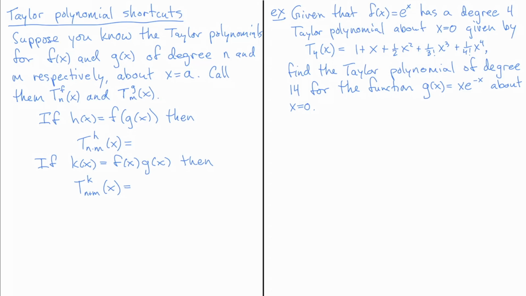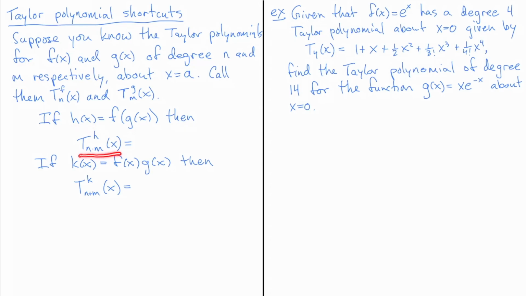So suppose that you know the Taylor polynomials for two functions, f of x and g of x, and you know the Taylor polynomial of f to degree n and the Taylor polynomial of g to degree m. And those are both Taylor polynomials about x equal a. So if we call the Taylor polynomial of f T superscript f sub n of x, and the Taylor polynomial of g T superscript g sub m of x, then if we take the composition of f and g like this, we get a new function h, and we can use this shortcut trick.